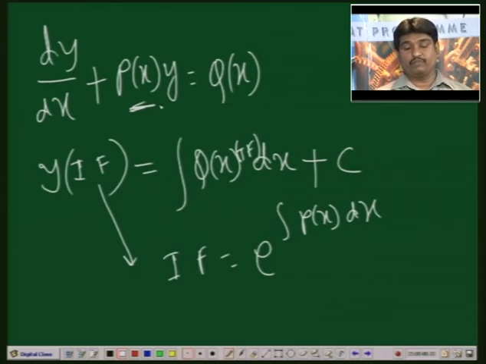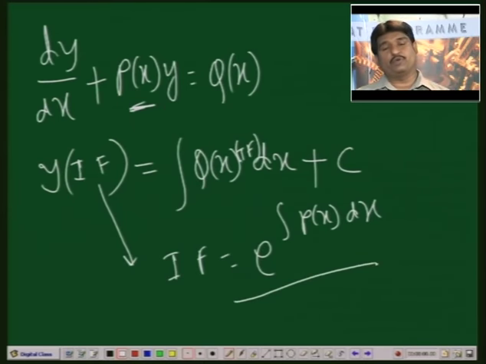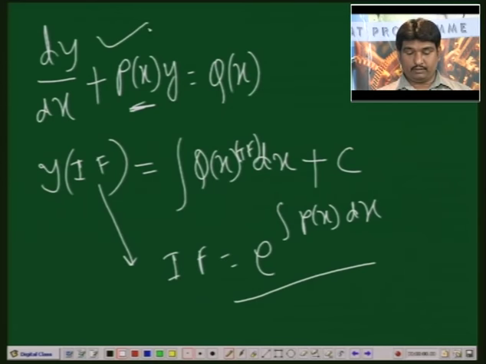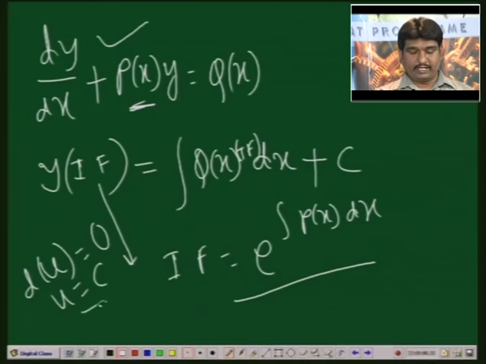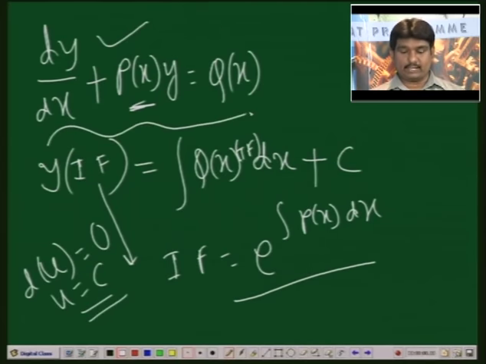P is the coefficient of y here. Why is it called an integrating factor? When you multiply this equation by e to the power of integral of p of x dx, this equation becomes exact, and you can easily find its solution by direct integration. If it is exact, then it is du equals something, and its solution is u equals constant directly. So this becomes exact if you multiply throughout by e to the power of integral of p of x dx.